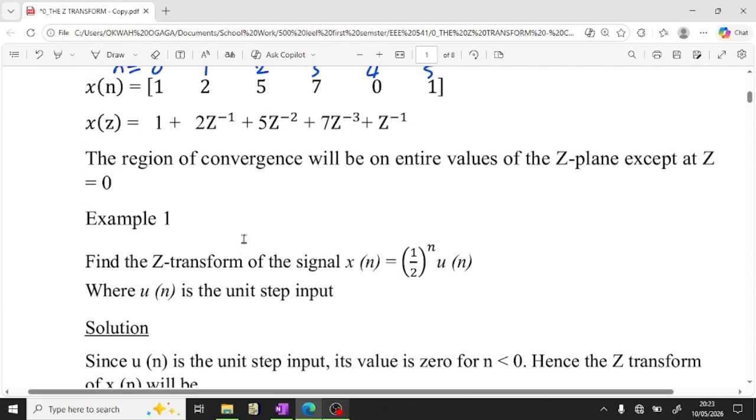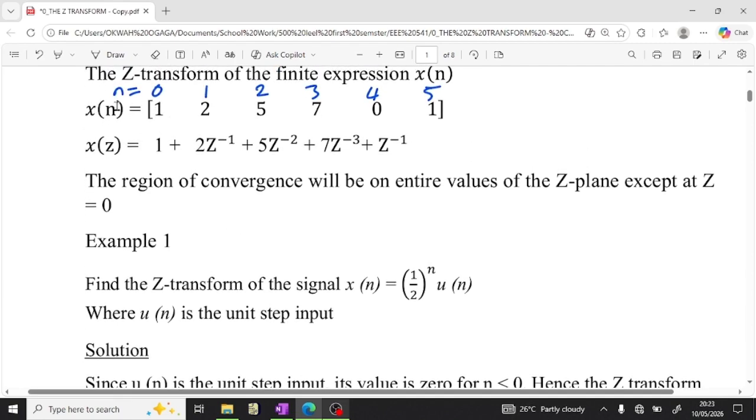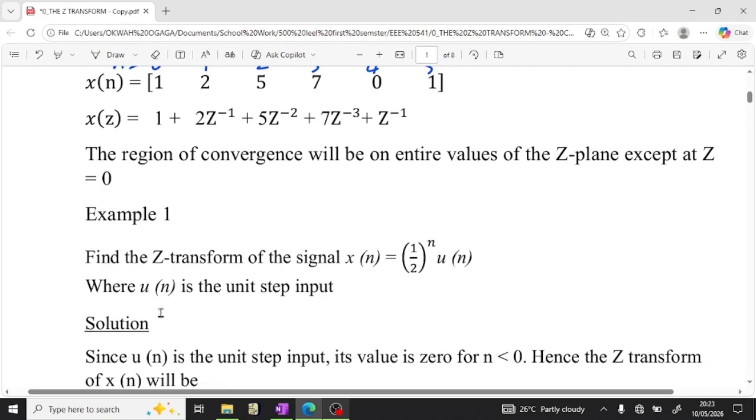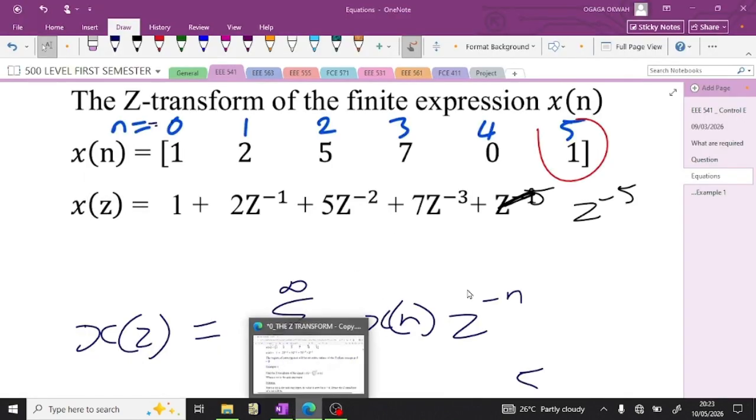What we just did is actually simple, saying that x of n is this, very simple, straightforward, simple whole numbers. But in this case now, x of n is a number raised to power n multiplied by unit step function. Multiplied by what? Unit step function. Now I will explain what unit step function means. This u of n, we say u of n is the unit step input. I will explain what this u of n means and end this video here. The next video will now solve this example. Okay, so let's go. U of n.